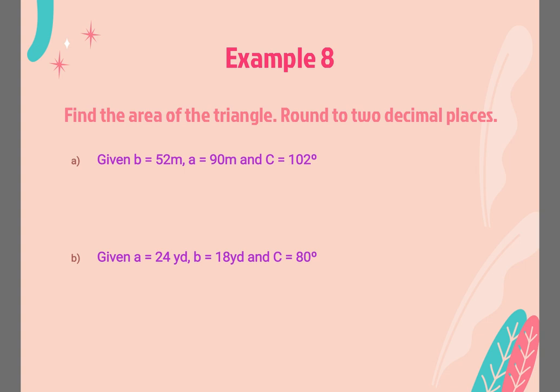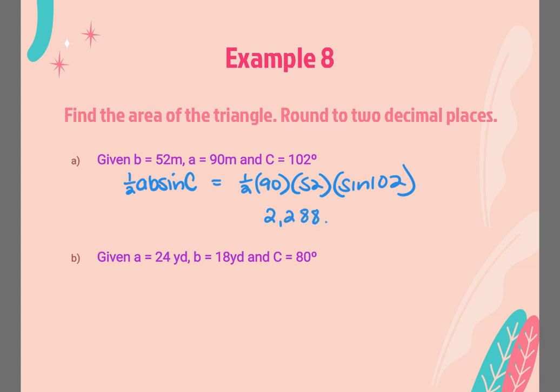So in A, I have side B, side A, and angle C. So I'm going to do 1/2 AB sine of C, which is 1/2 of 90 times 52 times the sine of 102. And then I literally type that in the calculator. I take the 1/2, make it 0.5, times 90 times 52 times the sine of 102. 2,288.87. It would be meters squared because it's area.